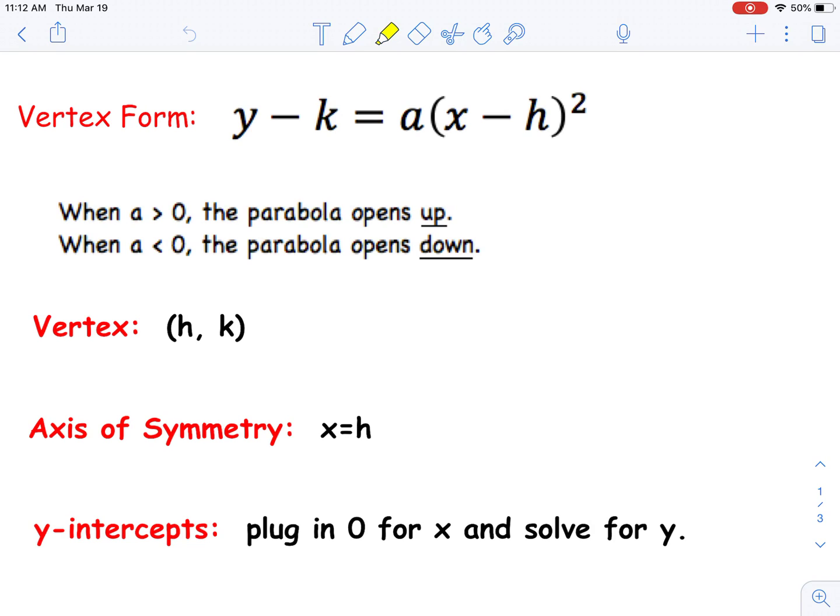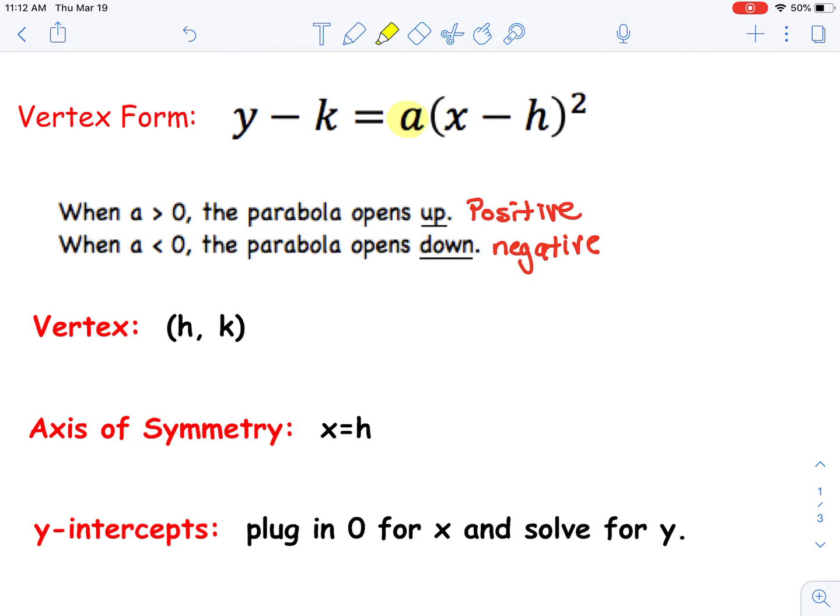The first thing we want to decide: does our parabola open up or down? So we look at the a value. If the a value is positive, or greater than 0, we open up. And if it's negative, less than 0, then we open down.